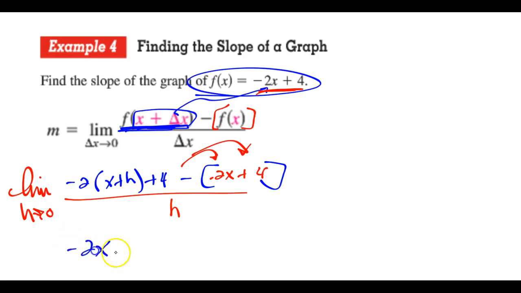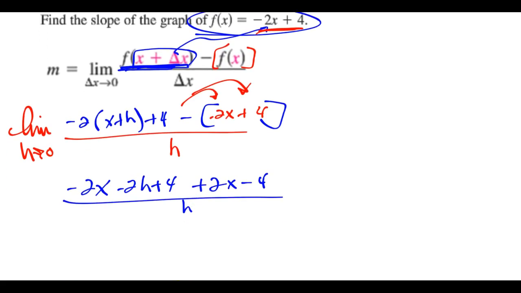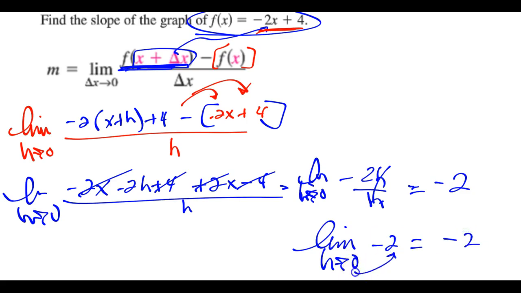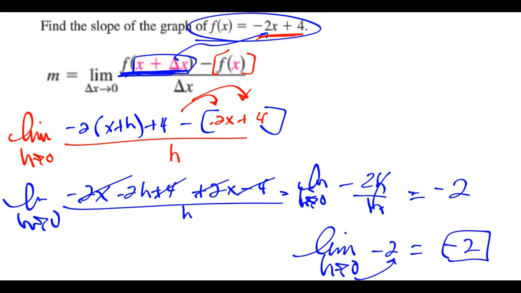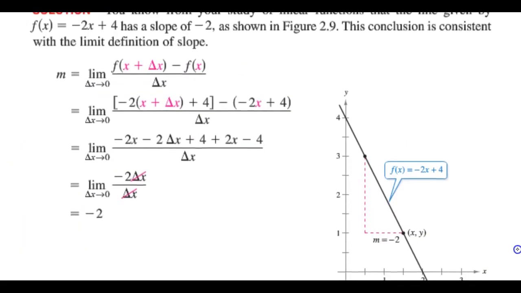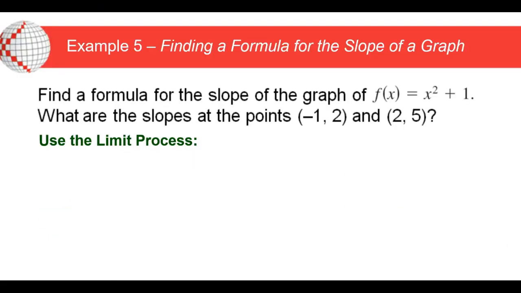So I'll distribute here: -2x minus 2h plus 4 plus 2x minus 4, all over h. Don't forget you're taking the limit. A lot cancels out here, and this -2h over h, you can actually cancel out the h's, and you're just left with -2. And by the way, the limit as h goes to 0 of -2 is just -2 because there's no h to even plug anything in. So you get a constant slope, which makes perfect sense because this was simply a line, y equals mx plus b, and we know from the line the slope is -2. No matter what x value you choose, the slope will always be -2.